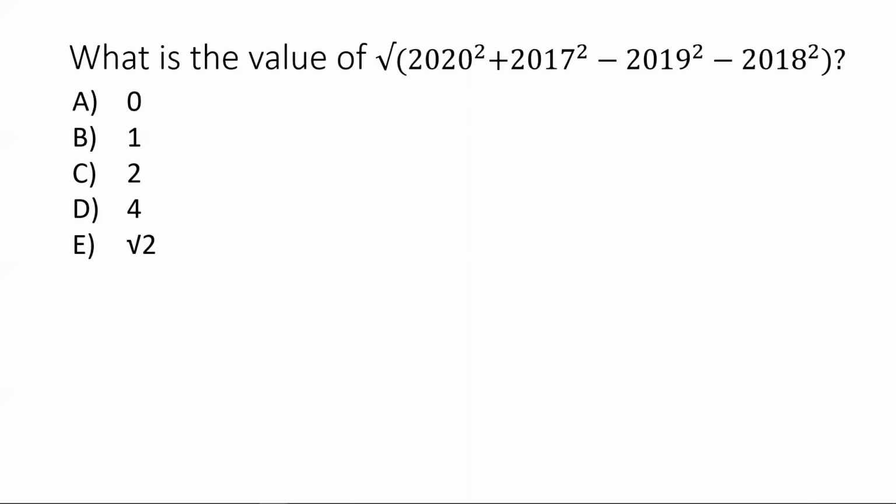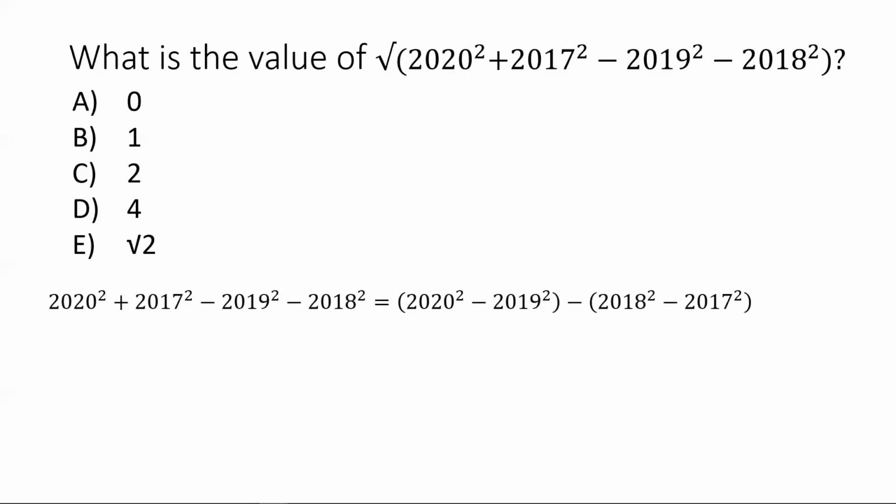One of the things that we note here is that in the expression within the square root, or within the parentheses rather, we have sums of squares, but we also have differences of squares. So the first thing that we do is regroup certain terms within that expression so that we have differences of squares.